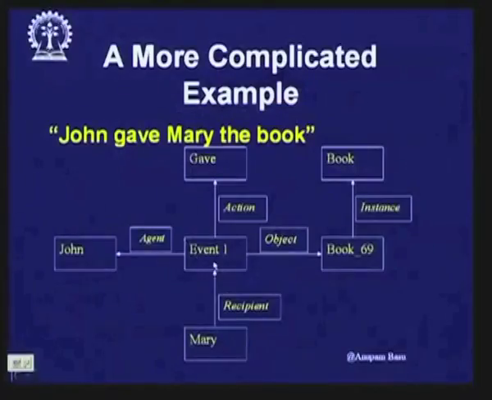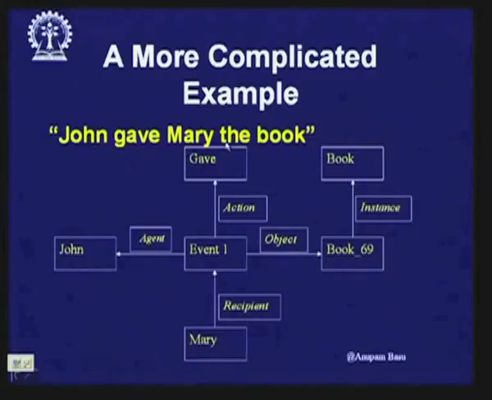So, this event, which is an event of giving, the action is giving, has an agent John and a recipient Mary. Now, what is being given? The object that is being given is a book. What is that? A particular book.